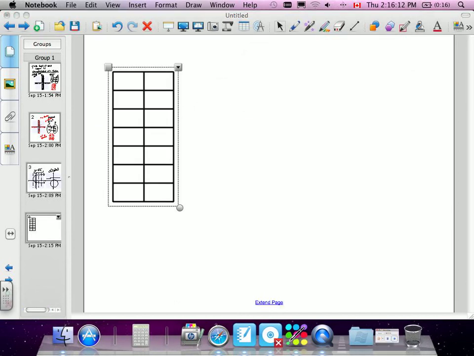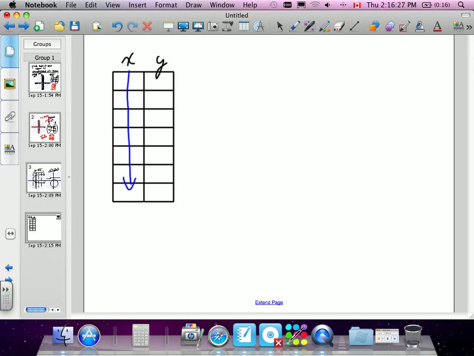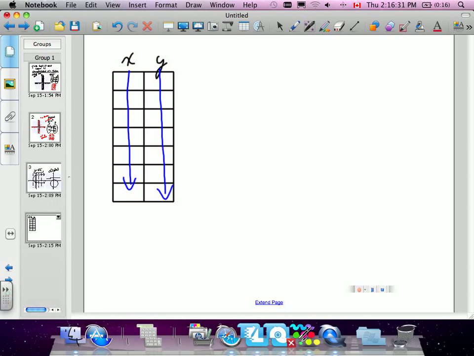Okay, the next thing I'm going to show you is the different ways they can represent points on a graph. So you guys are used to seeing a table, okay? So you may have a table like this, where this column represents all the different x values, and these spots beside it represent the y values that correspond.